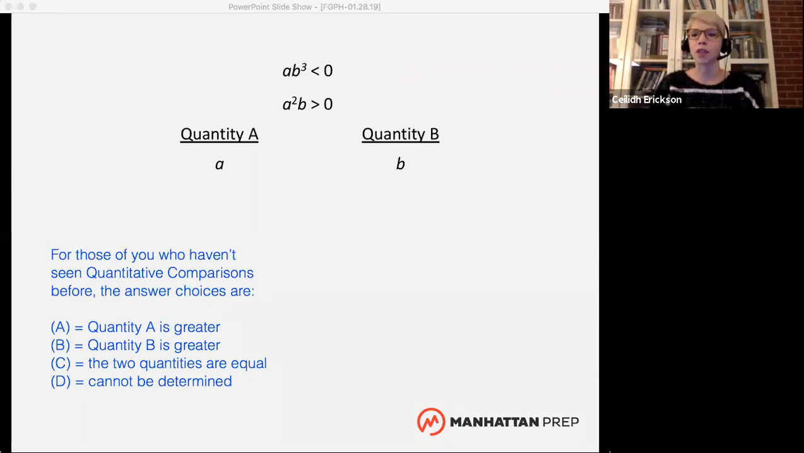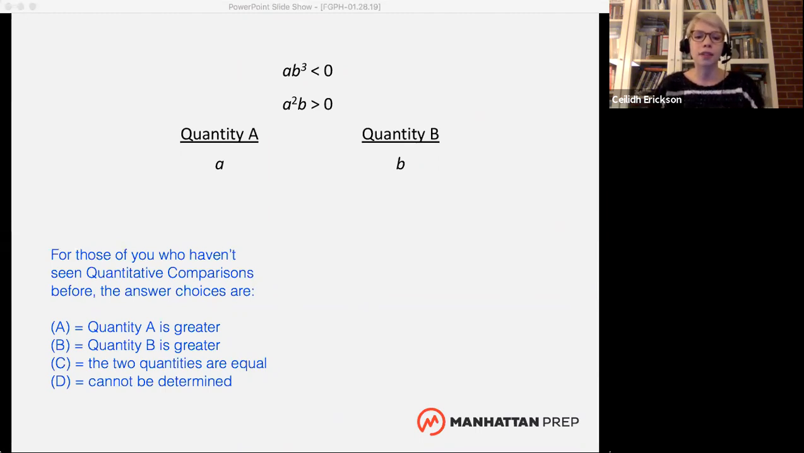All right, I gave a little explanation here for those of you. There may be some of you who've never seen QC, as we call it, Quantitative Comparisons questions. These are a question type that's unique to the GRE. These will be about 7 out of every 20 questions in a quant section. And there are always 4 answer choices with these. It's either going to be that quantity A is greater, or quantity B is greater, or they're equal, or we don't have enough information to tell.